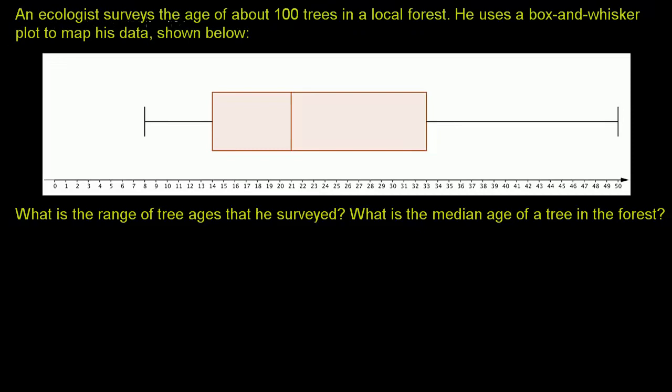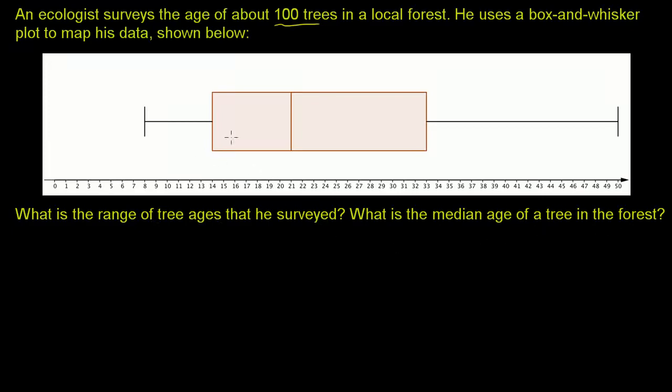An ecologist surveys the age of about 100 trees in a local forest. He uses a box and whisker plot to map his data, shown below. What is the range of tree ages that he surveyed? What is the median age of a tree in the forest?